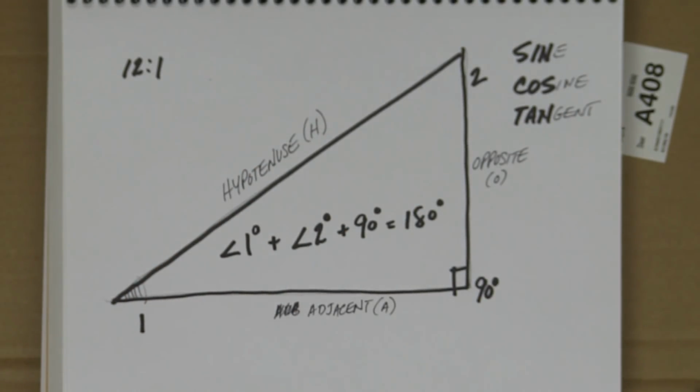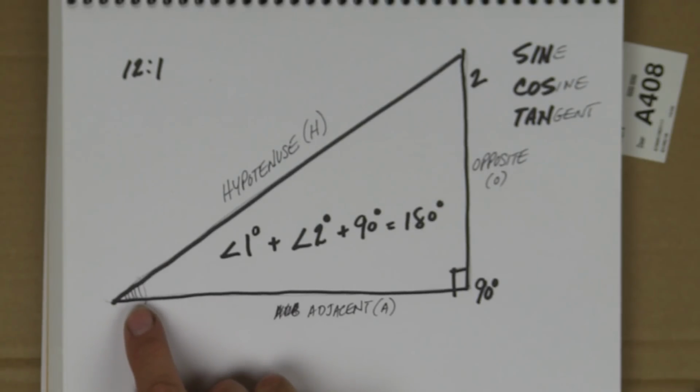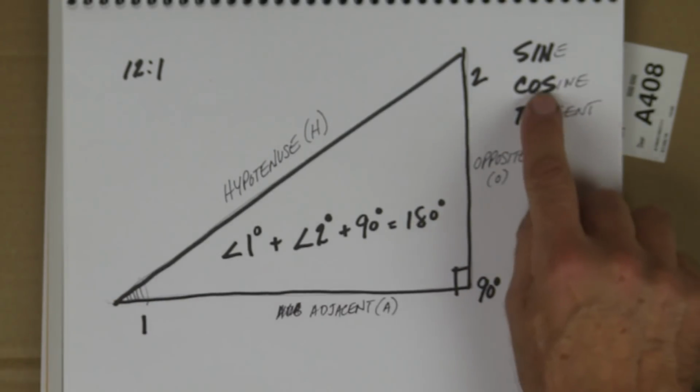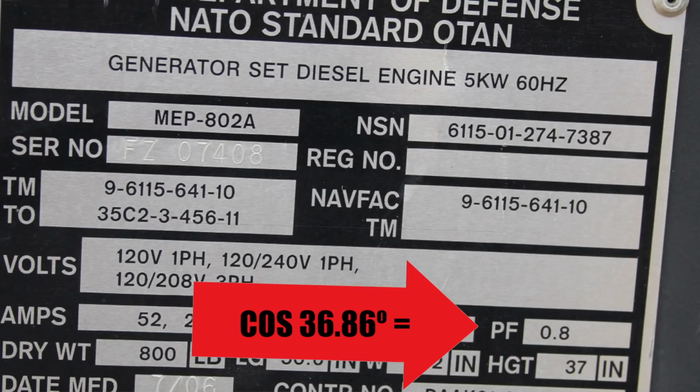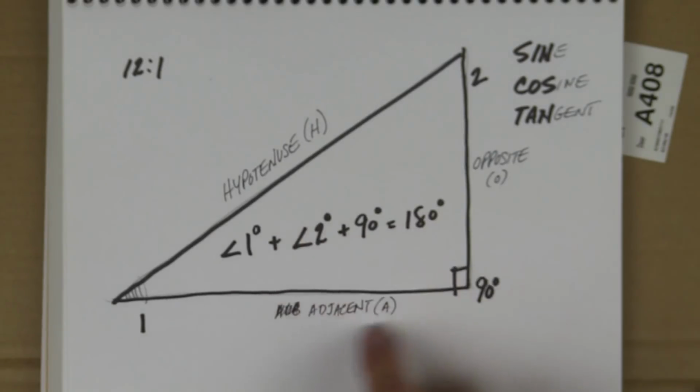It's fairly straightforward. So an angle of 36.32 degrees produces a cosine of 0.8. Sorry, not 80, 0.8. Well, 0.8 is power factor in a genset. If you've ever looked at a genset, it says power factor 0.8. Guess what? It's the cosine of that angle, and that angle represents the degrees of rotation inside the generator.